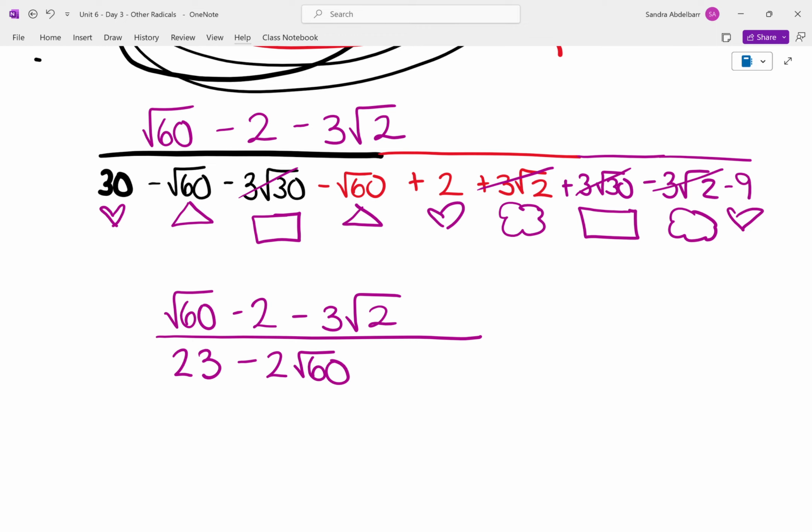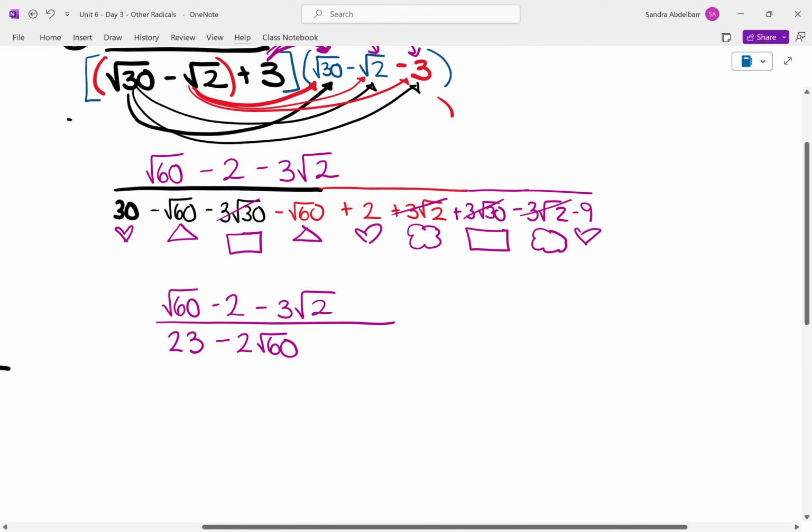Before I go to the next phase of this problem, does anybody know what I'm going to recommend we do now? Yeah, right now, root 60, can't that be simplified? I could find pairs in 60. So if we can simplify a radical, you have to simplify that radical. So instead of waiting and simplifying it at the end, I'm going to simplify it now.